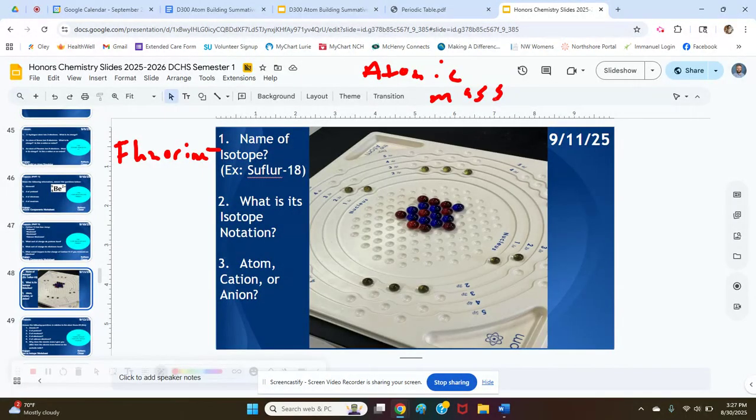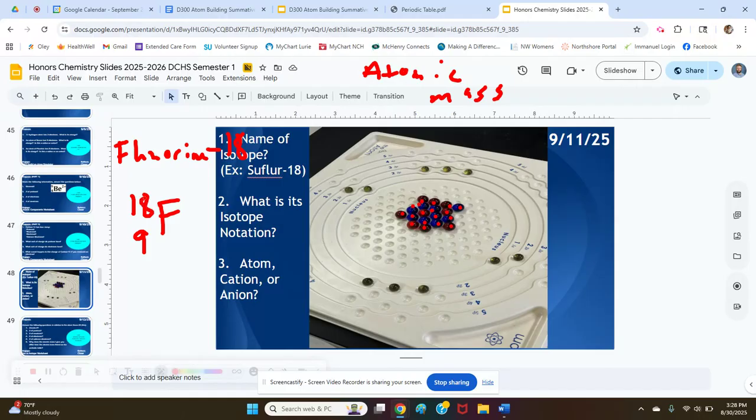So I'm going to do that again by making little dots. So I got 1, 2, 3, 4, 5, 6, 7, 8, 9, 10, 11, 12, 13, 14, 15, 16, 17, 18 little dots, which means I have fluorine-18. And then that is the isotope for this problem. What's its isotope notation? Well, F for fluorine. And then remember that the atomic number goes down below, so the number 9. And the atomic mass goes up above, so that's the number 18.